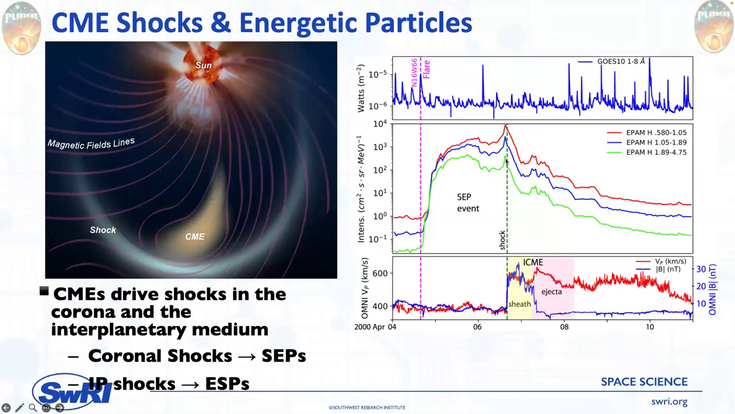This tiny peak of particle enhancement is the ESP component. And this ESP component is sometimes several orders of magnitude, so it really dumps a very large amount of particles into the in situ sensors.